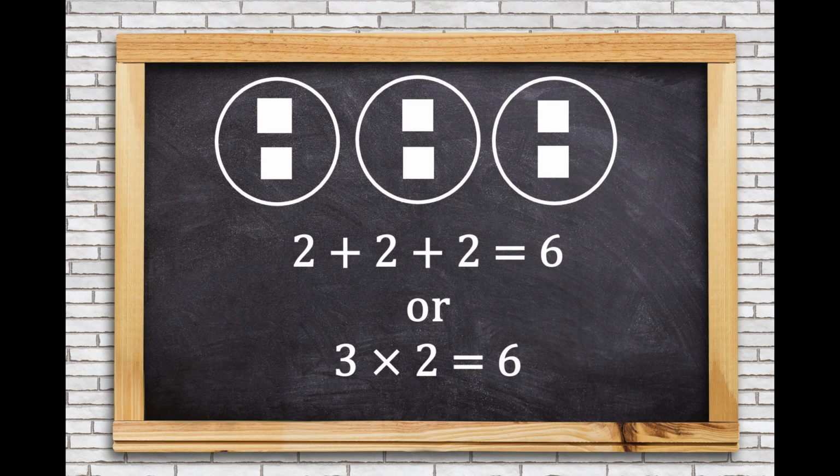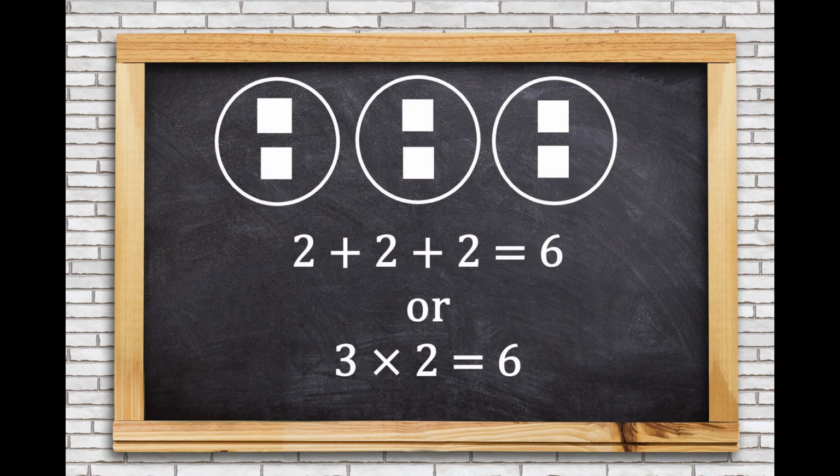Now take a look at this diagram. There are also 3 sets, but in each of these sets, there are 2 squares. We could use addition to find the total number of squares by determining the sum of 2 plus 2 plus 2, which is equal to 6. However, since all 3 sets contain the same number of squares, we could use multiplication to find the total number of squares instead of addition.